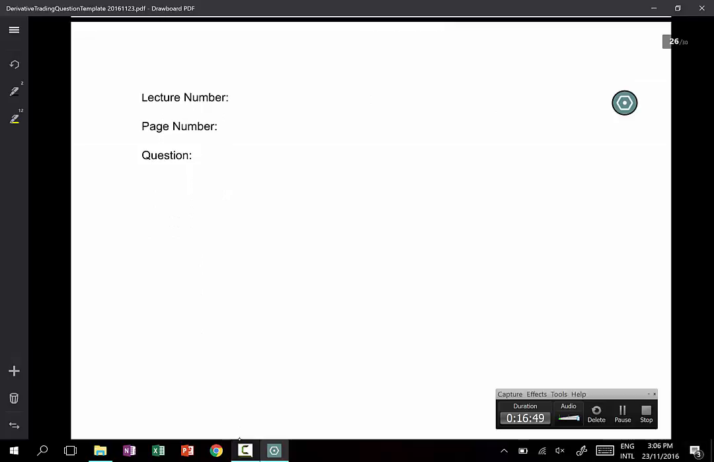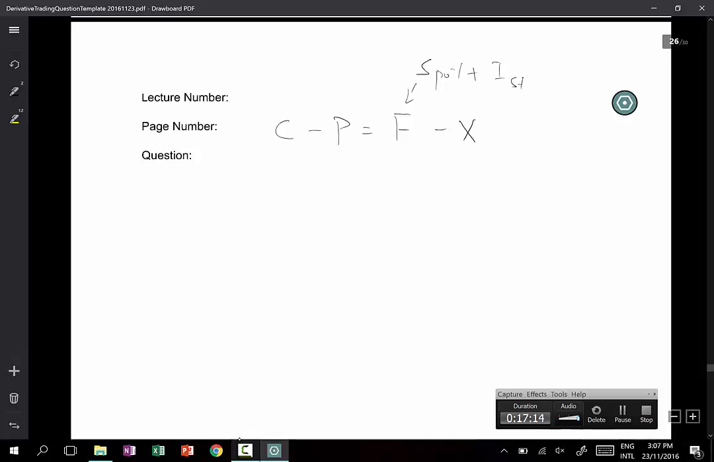I think you can look at it like this. So first of all, we know that if you long a call and short a put, it is equal to F minus X. This is the forever useful formula, and F is equal to the spot price plus the interest on the strike.